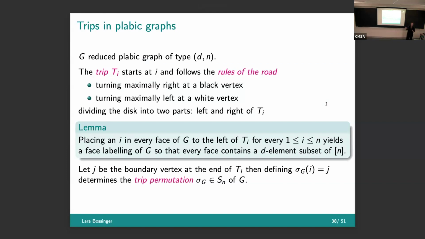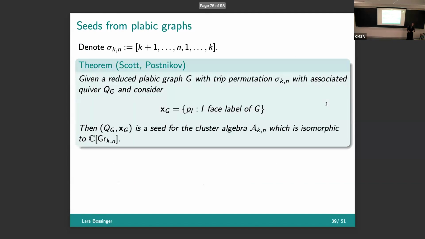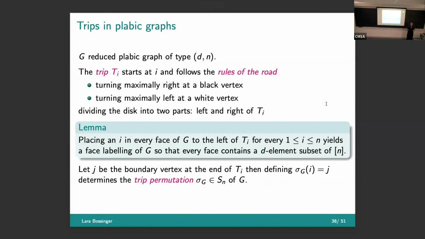At this point, I would definitely recommend taking the small example we had on the exercise sheets and doing this trip permutation for at least one, and then seeing what labels you get. Maybe it's on the sheets, it's not on the slides. So one exercise is taking this quiver, the Plabic graph we saw as a running example, computing the permutation and computing the seed.